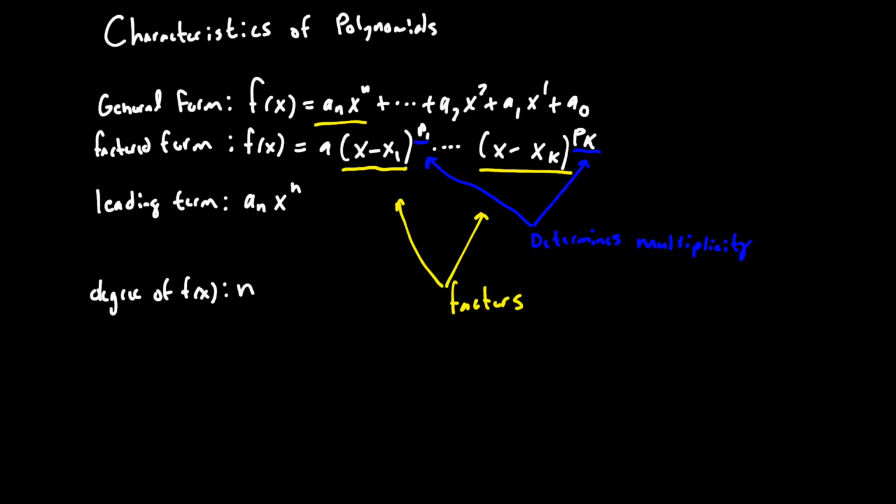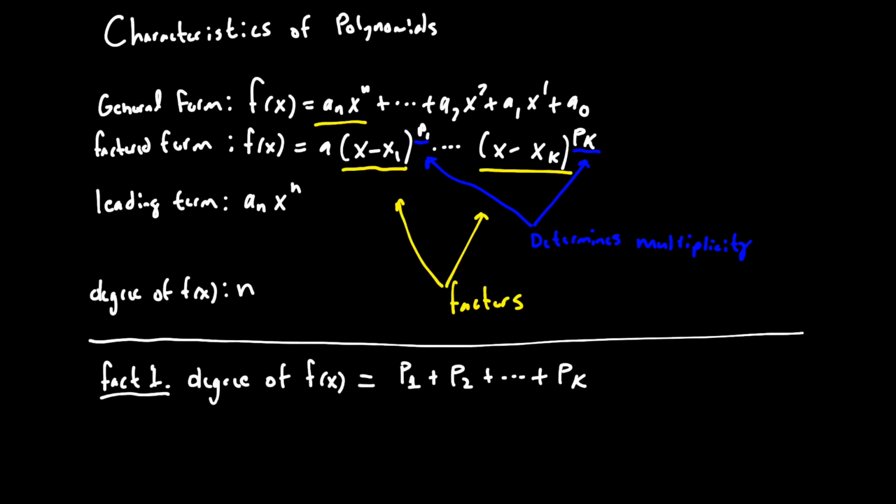A fact that links the general form of a polynomial to the factored form of a polynomial is that the degree of our polynomial f of x is going to be equal to the sum of the multiplicities. To completely factor our polynomial, our factors may contain complex numbers. This means that the zeros of our polynomial may be complex.